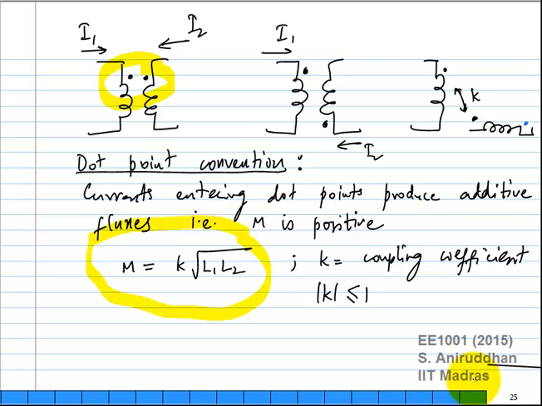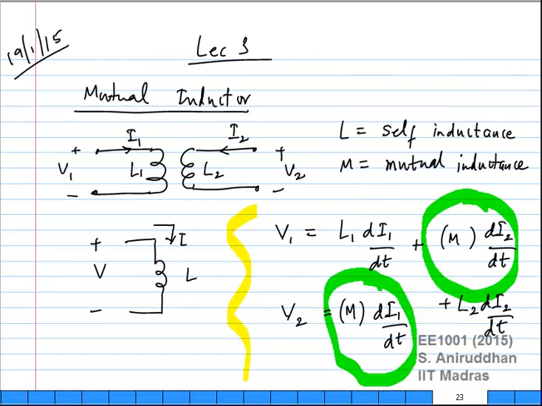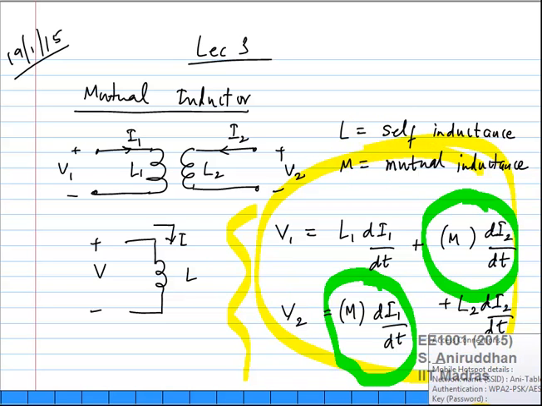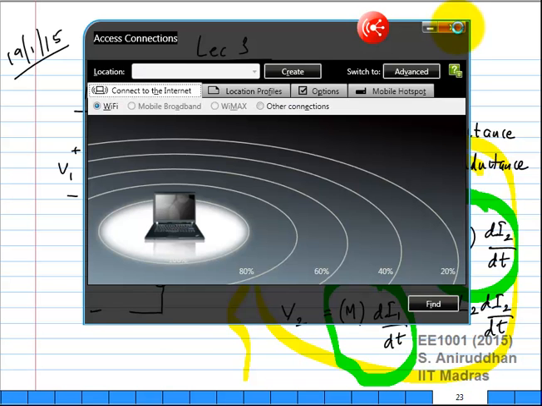Number two, suppose you don't know these. You can assume these directions. Then what are you going to do? You're going to write down the equations. Since you have assumed this direction, you will write it in this form, with a positive plus M di2 by dt and so on. If you had assumed it in the opposite direction, you would use minus M.